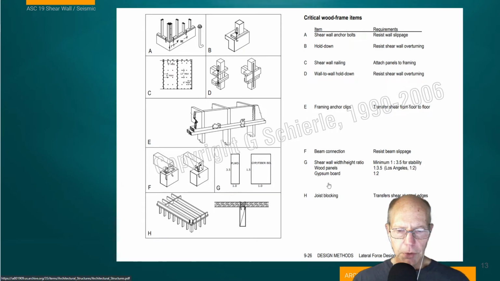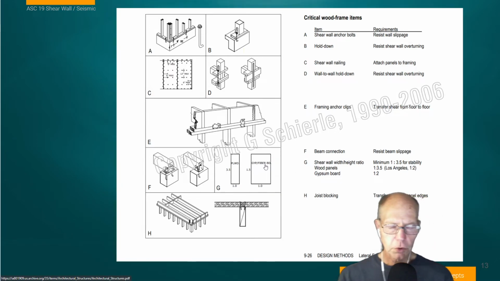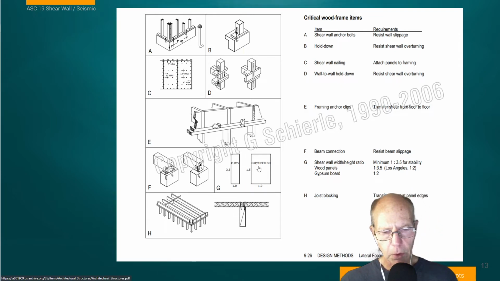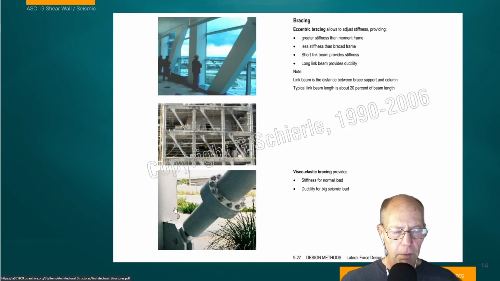G, shear wall, the idea of the height to width ratio. This gypsum fiber panel being less strong to resist that kind of a nailing schedule and damage itself. So the code requires it to have a different kind of ratio. And then finally, we have this idea of joist blocking to transfer shear at the panel edges. So just an overview of what happens when we're into the details of wood framing.